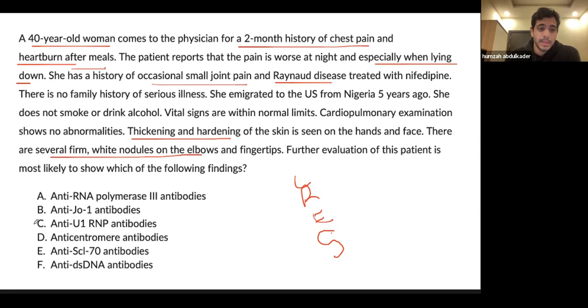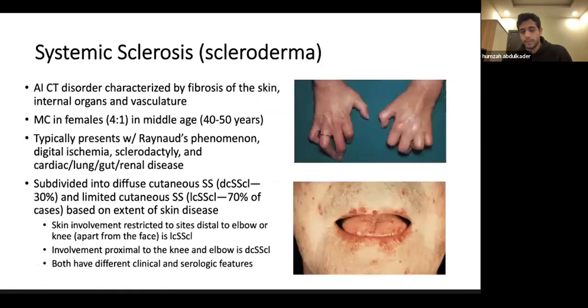The answer here is D, anticentromere. An easier way to remember that is to just think of the C for calcinosis. Think of that as centromere as well, anticentromere calcinosis. That's just an easy way to remember. So people who are saying E, that is not limited, that is diffuse.